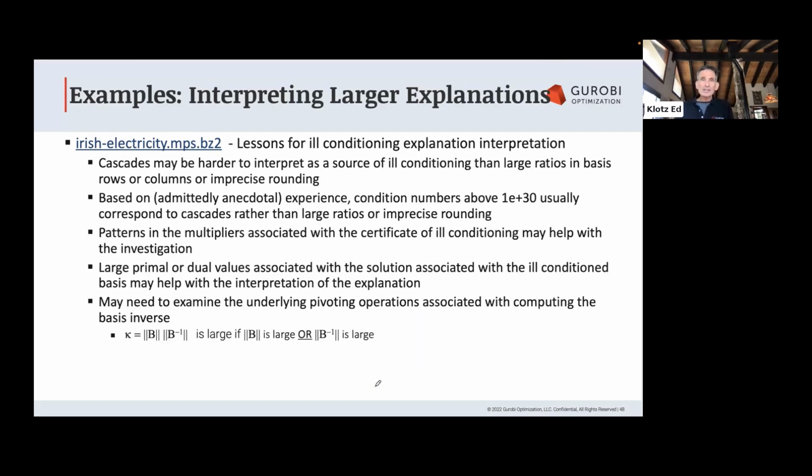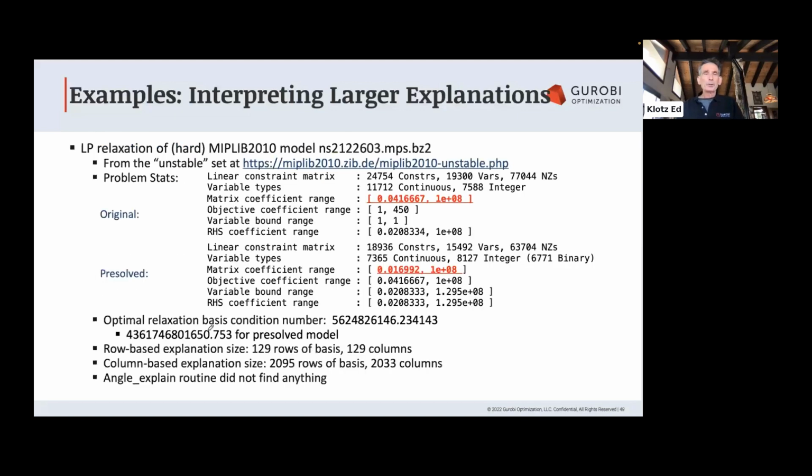And then as far as lessons for the interpretation of the explanation, this illustrates how these cascades can be harder to interpret than large ratios or imprecise rounding. And then again, condition numbers above 10 to the 30th usually do indicate a cascade. Looking at patterns of multipliers and large primal or dual values can help us. And again, thinking about the underlying pivoting operations associated with computing the basis inverse can help us as well.